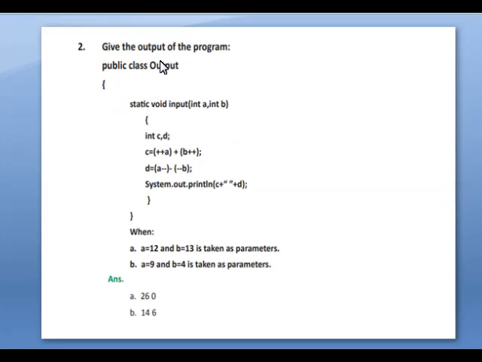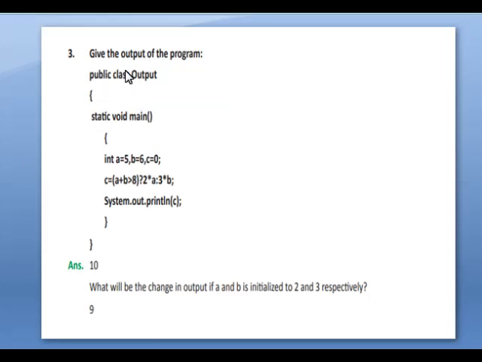Give the output of the following program when a equal to 12 and b equal to 13 is taken as parameters. Then the value of a as 9 and b equal to 4 as parameters. You have to put the value. If the operator is before the operand, we have to increment the value by 1. If the operator is after the operand, it will remain as it is during the first time. Second time it will increase or decrease the value by 1. Okay. So the next program is give the output of the following.